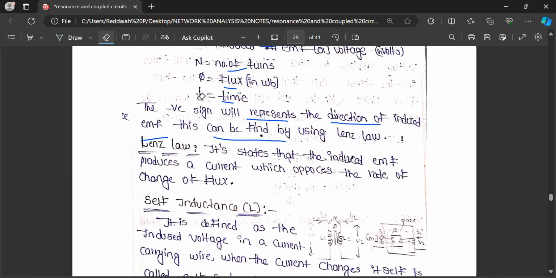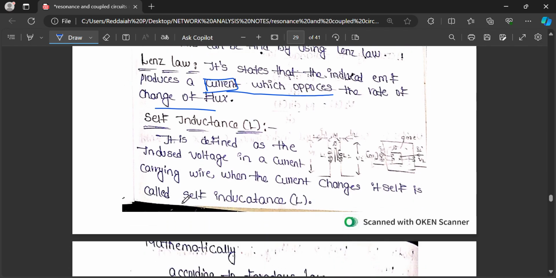What is Lenz's law? Lenz's law states that it opposes the cause. The induced EMF produces a current, and this current opposes the rate of change of flux, that is, it opposes the induced EMF. That is Lenz's law. Self-inductance and mutual inductance are important in coupled circuits.